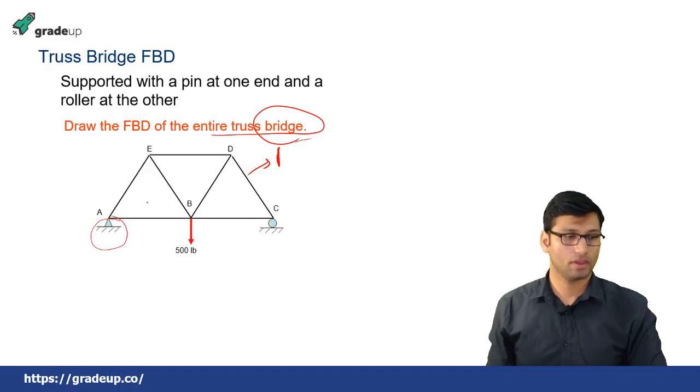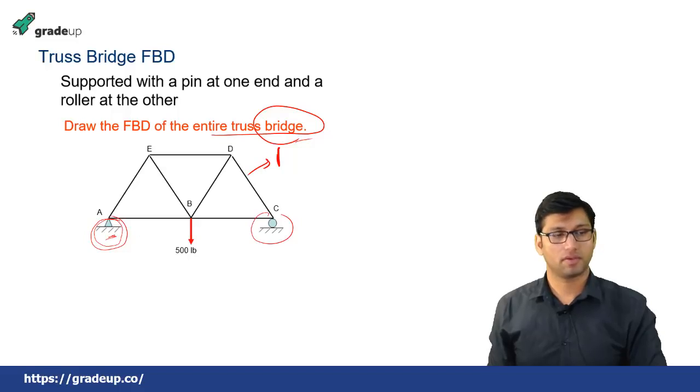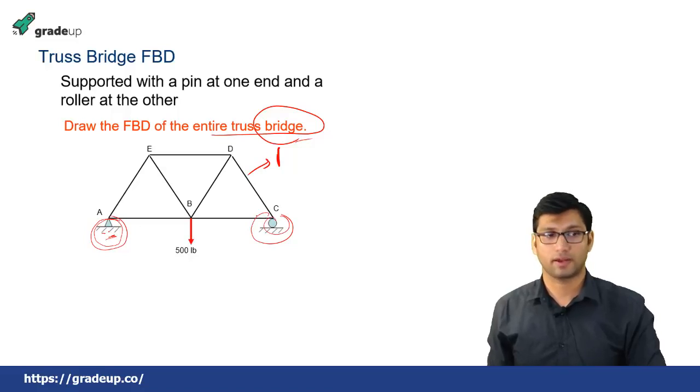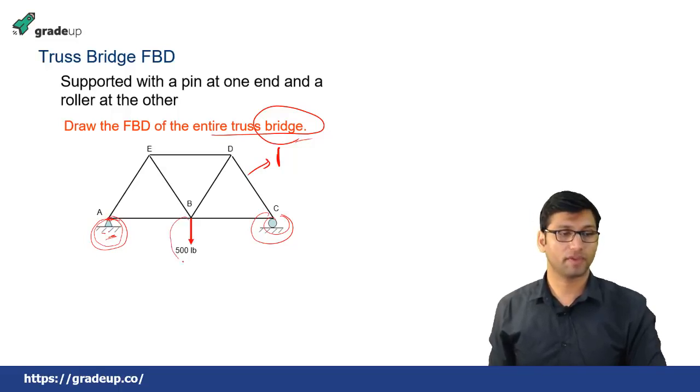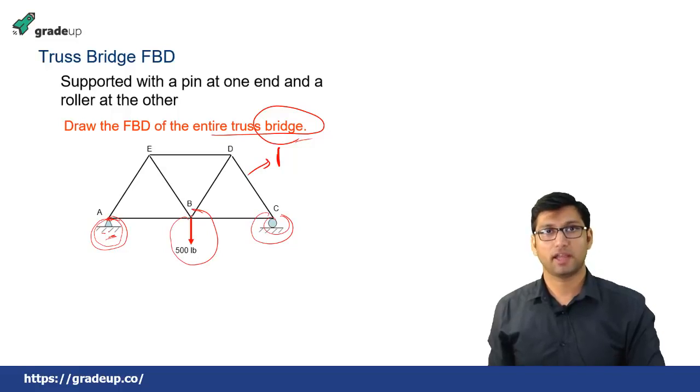Okay, so suppose this is a truss and it is given two supports. There is one support which is a fixed support, simply supported here, and there is a roller support here. Okay, there are two supports given. There is a pin support and there is a roller support, and there is also a weight acting at this point V.